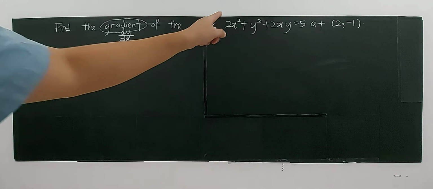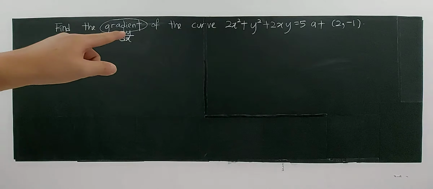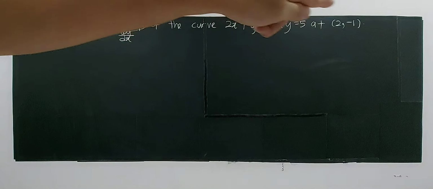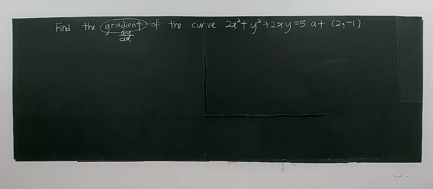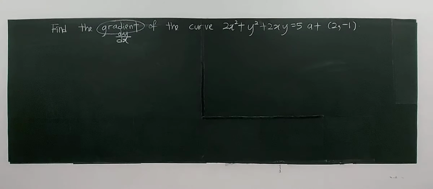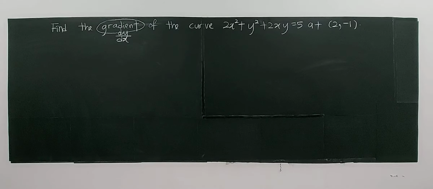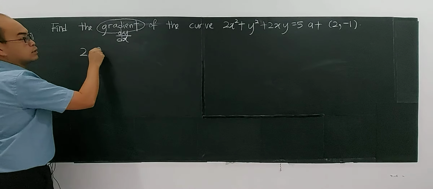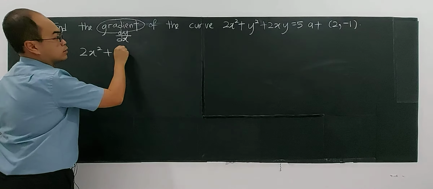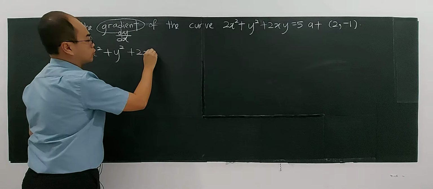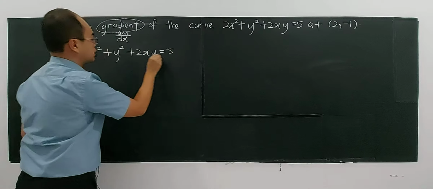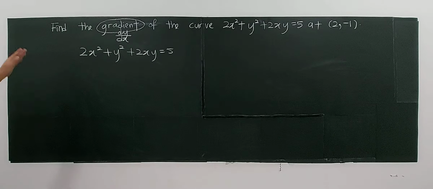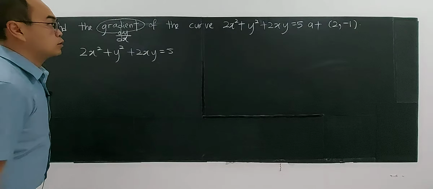So for this curve, you have to differentiate this whole thing with respect to x to get dy/dx. That's the idea of this question. Of course, you need knowledge of applying implicit differentiation for an implicit function. So I'm going to differentiate this whole thing with respect to x.